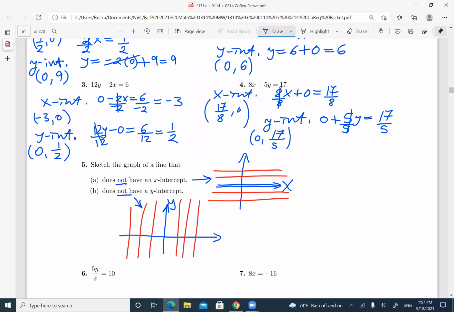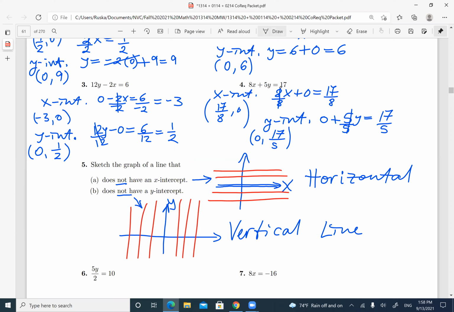So any line parallel to the x-axis is called horizontal. That's right. Horizontal line. And any line parallel to the y-axis is called a vertical line. Okay? Good job, you know that.